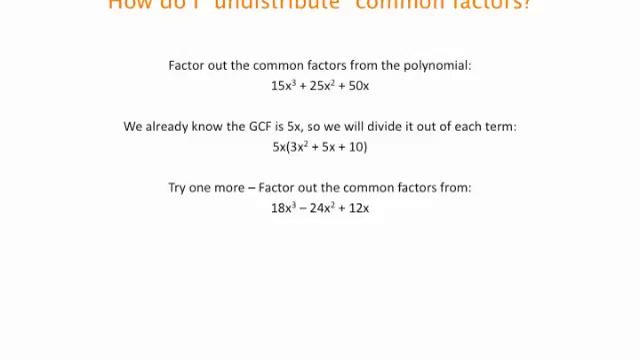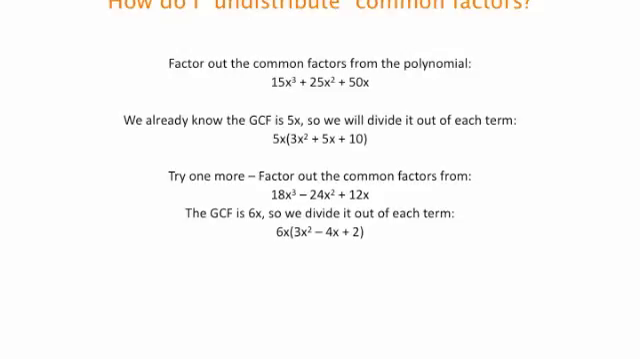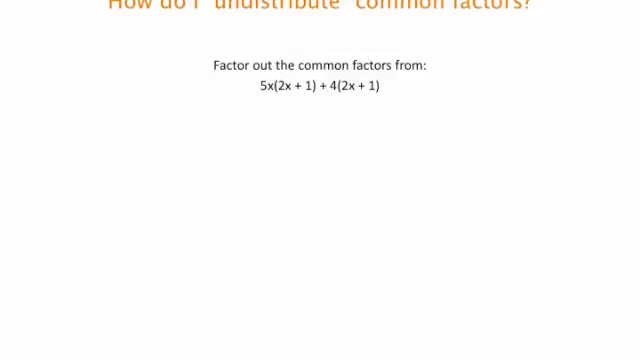So let's factor out the common factor in 18x to the third minus 24x squared plus 12x. For the numbers, I know the greatest common factor there is 6, and if I look at the variable, the greatest common factor is just a single x. So if I divide out 6x from each of the terms, I'm left with 3x squared minus 4x plus 2. I get that because 6 times 3 is 18, and so on.